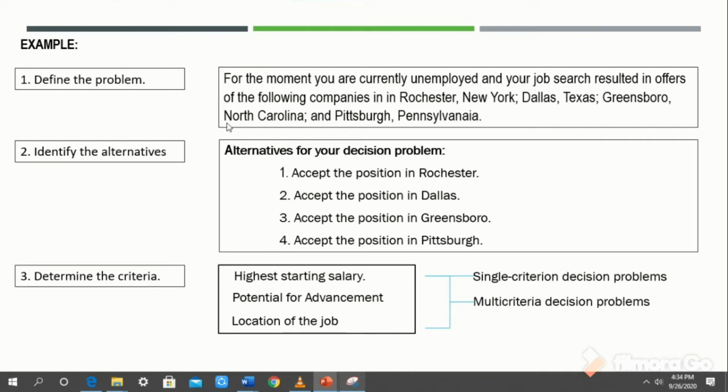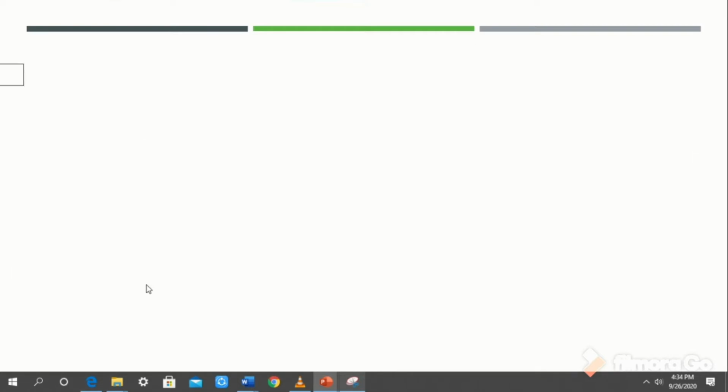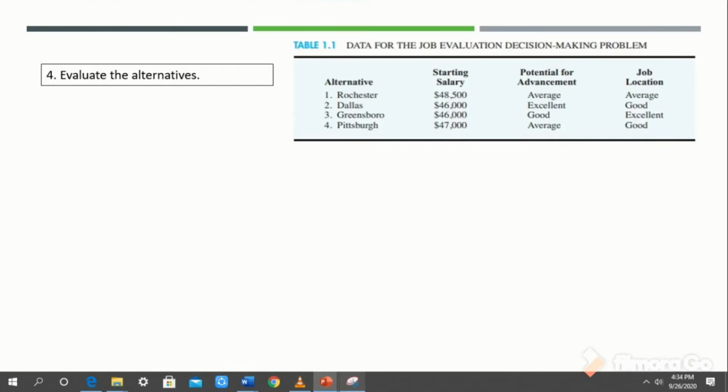So, after nimo determine sa criteria, proceed ka sa number 4 na step. Evaluate the alternatives. For example, alternatives from Rochester, Dallas, Greensboro, and Pittsburgh. So, ang starting salary niya, 48,500, 46,000, 46,000, 47,000. And then, potential for advancement nimo, excellent ka diri sa Dallas. And then, ang job location, excellent diri sa Greensboro, ang pinakaduol nimo, ang pinaka-convenient para nimo. So, imong tan-awon imong mga alternatives based sa imong mga criteria nga imong gi-provide.